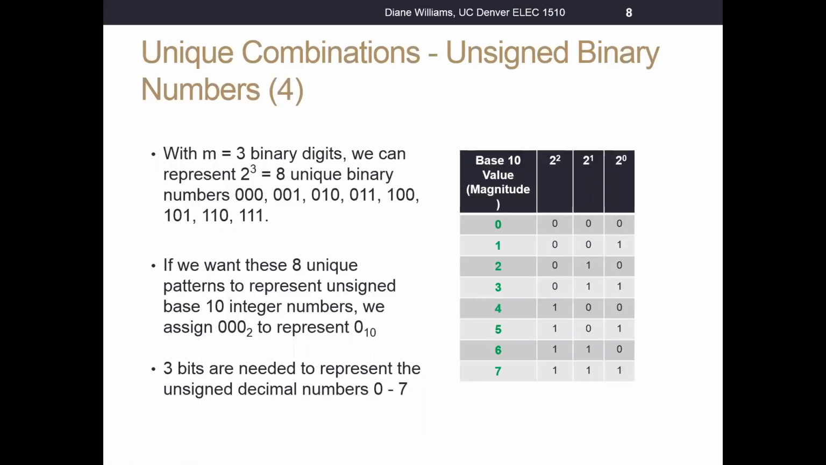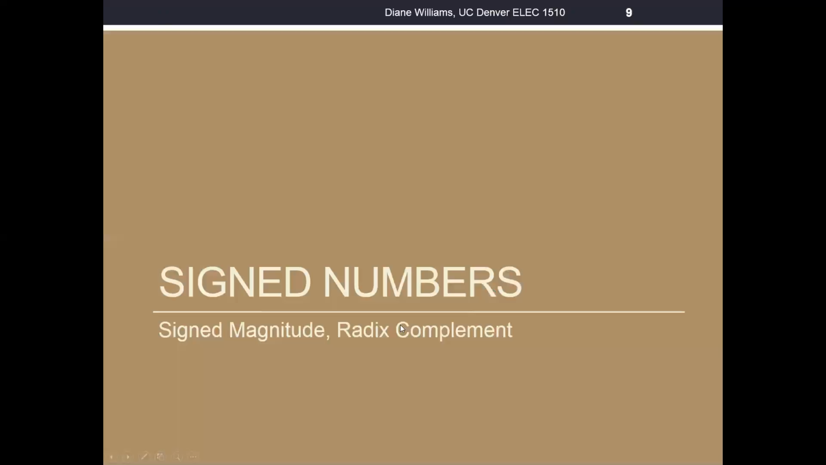All right, so let's take a look then at this table. If we have 3 binary digits, we said we have 8 unique patterns, and if we want to equate those patterns to unsigned decimal, base 10, so here's the value, the magnitude. Remember, this is all unsigned. We have the numbers 0 through 7, or these 8 unique numbers, right?